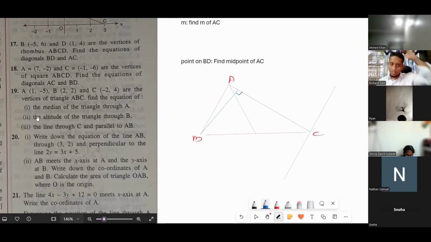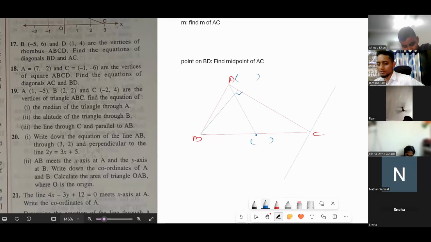Okay, so how do you do the first one? The median of the triangle through A. How do you find the equation of this? Aman? Midpoint of AB. Once she said one word, you're just saying that word without understanding. We find the midpoint of BC. So we have this point and we have A also. We have 2 points. Using 2 points, we can find the equation of the line.